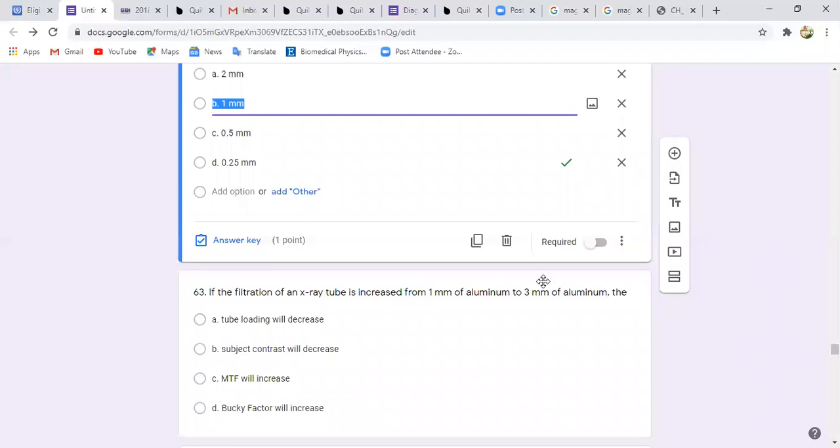So if you have 1 millimeter of aluminum to 3 millimeter of aluminum, what actually happens is the average X-ray energy will be increased. If you have average X-ray energy being increased, it means you are increasing the kVp. If you increase the kVp, the subject contrast will decrease. Of course, that's the answer.